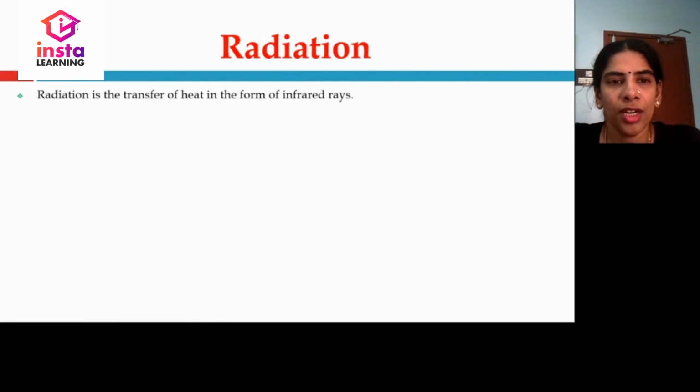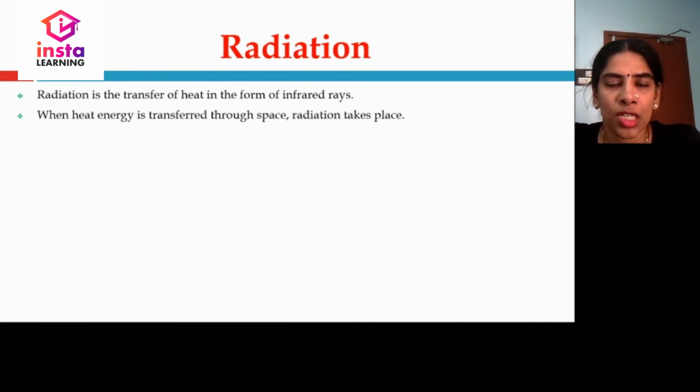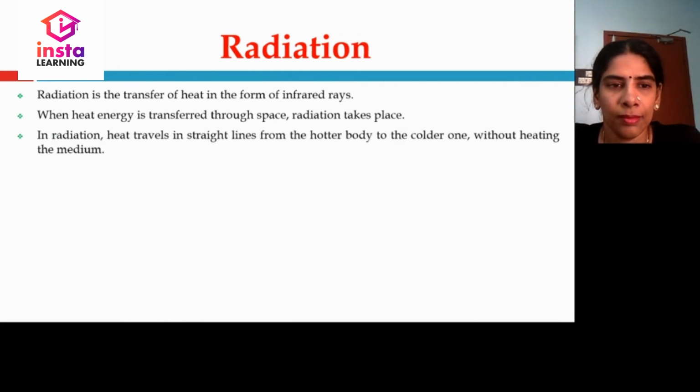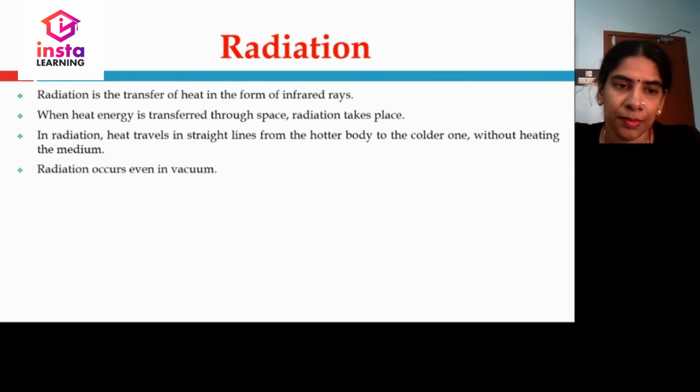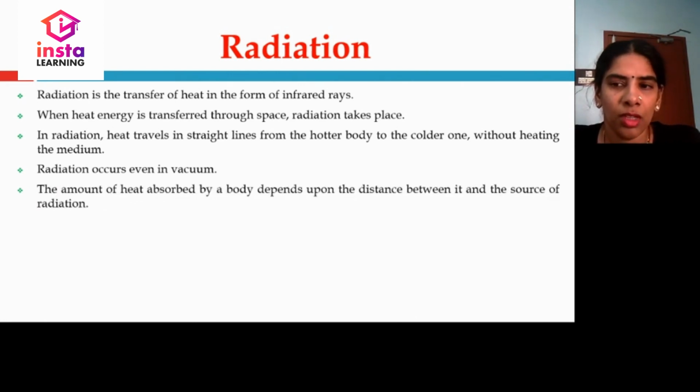Radiation. Radiation is the transfer of heat in the form of infrared rays. When heat energy is transferred through space, we call it radiation. In radiation, the heat travels in a straight line from the hot body to the cold body without heating the medium. Radiation occurs even in a vacuum. The amount of heat absorbed by a body depends on the distance between it and the source of radiation.